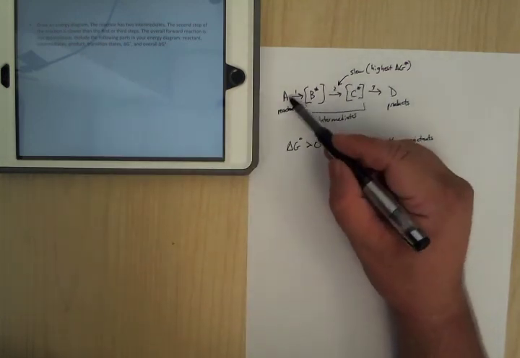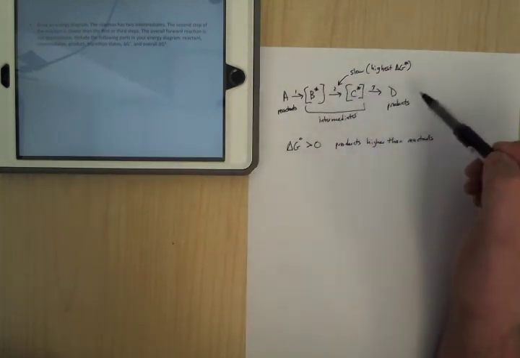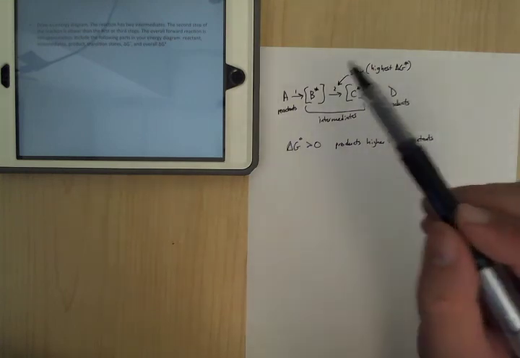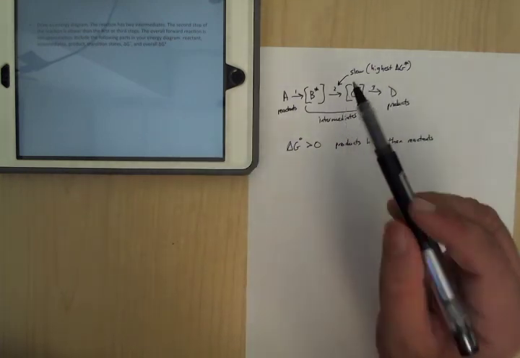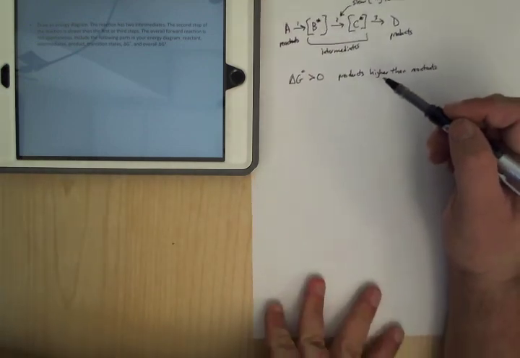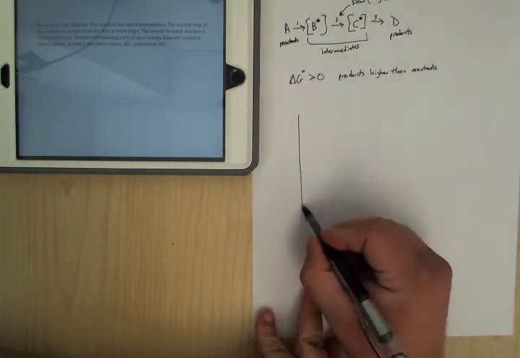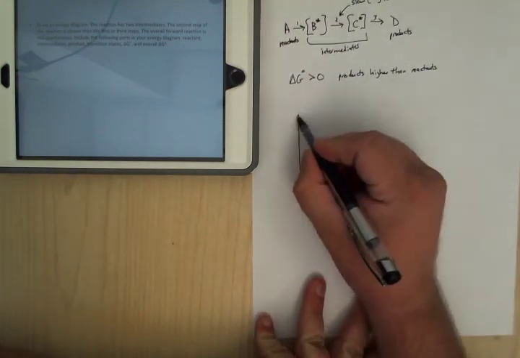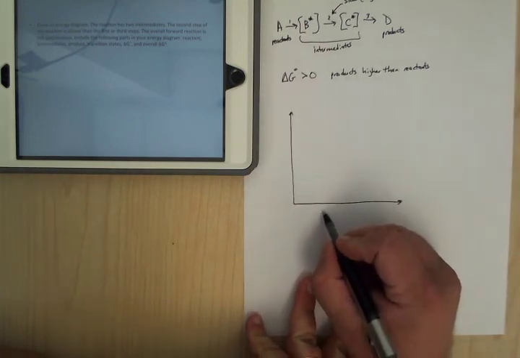As you go from A to B, B to C, C to D, there's going to be that hump. There's going to be a little mountain to climb. Each one of those is a transition state. Okay, so here we go. We're going to draw this. Just do your best on the drawing. This is reaction progress.